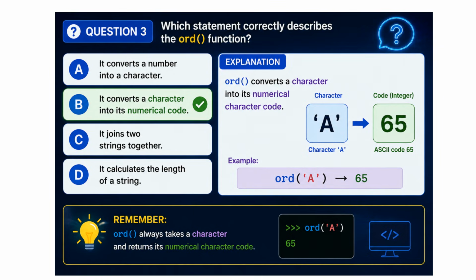For example, the character A has the ASCII decimal code 65. So ORD A returns 65. Remember, ORD takes a character and returns its numerical character code.